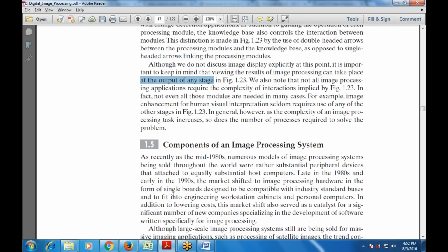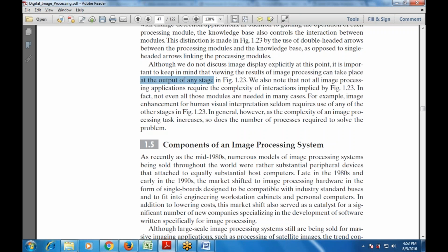In addition to lowering the cost, this market shift also served as a catalyst for a significant number of new companies specializing in the development of software written specifically for image processing.